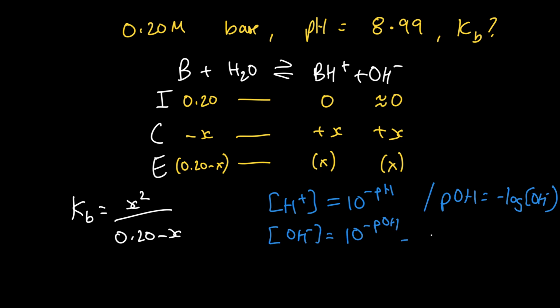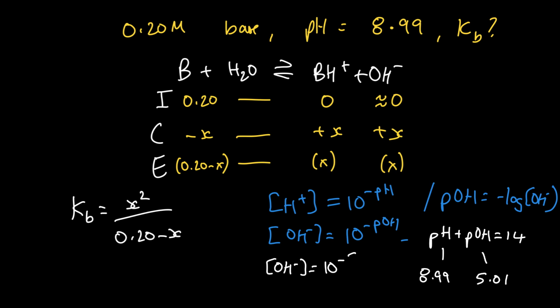So how do we find the pOH? Well, remember, the pH and the pOH add to 14. In this problem we're given the pH is 8.99, which is almost 9, so the pOH must be 5.01. So the concentration of OH minus is 10 to the minus 5.01. If we calculate this, we get 9.77, that's a guard digit there, times 10 to the minus 6 moles per liter.